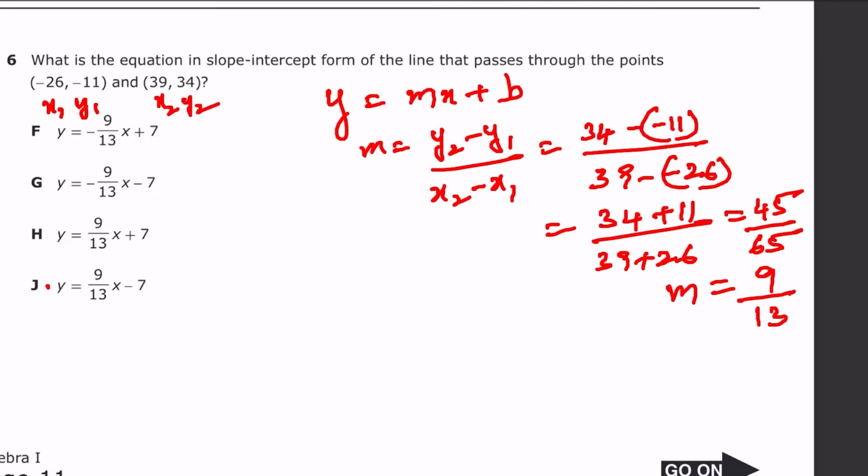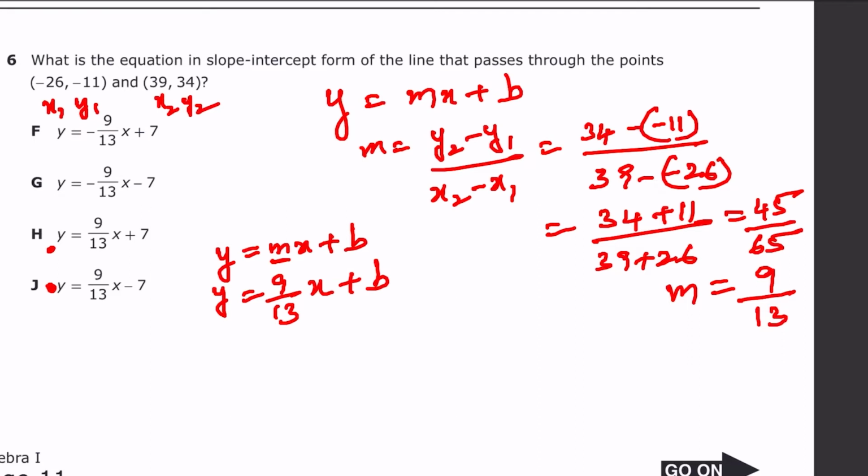So the possible answer can be J or H, because these two have positive slopes. Now we'll see what the value of b is, that is the y-intercept. We'll take the equation y is equal to mx plus b. Now we know the value of m, so y is equal to 9 by 13 x plus b. Now we plug in one of those two points.